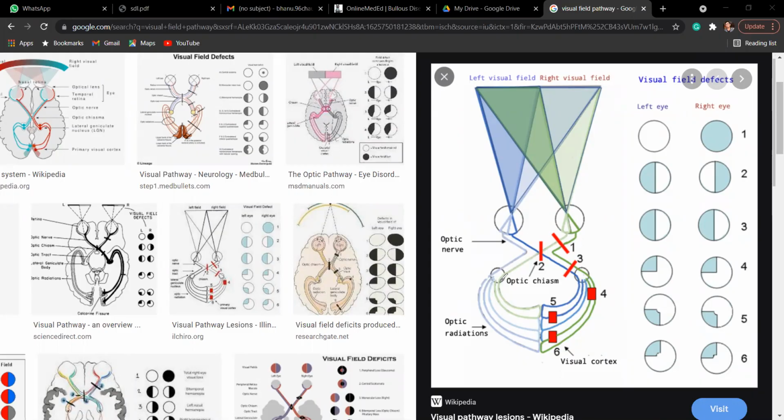Okay, from there you have two optic radiations, one in the parietal lobe and one in the temporal lobe. Okay, both the information from the parietal lobe and the temporal lobe will ultimately reach the visual cortex, which is present in the occipital lobe. Is that okay? Yes. So now let's go back to the first aid again.